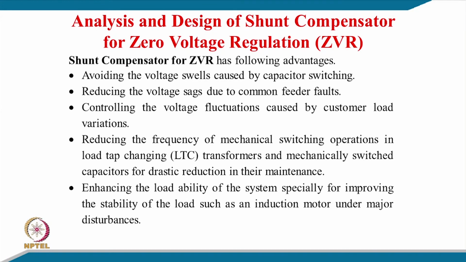Next is the design of a shunt compensator for 0 voltage regulation, which is another condition. A shunt compensator for 0 voltage regulation has the following advantages: avoiding the voltage swell caused by capacitor switching, reducing the voltage sag due to common feeder faults, controlling the voltage fluctuations caused by customer load variation, and reducing the frequency of mechanical switching operations in load tap changing transformers and mechanically switched capacitors, for a drastic reduction in their maintenance. It also enhances the loadability of the system, especially for improving the stability of loads such as induction motors under major disturbances. So, these are the benefits of the shunt compensator for 0 voltage regulation.